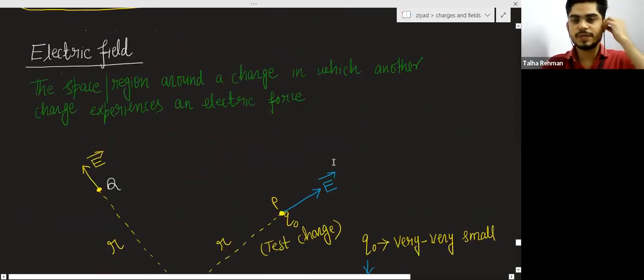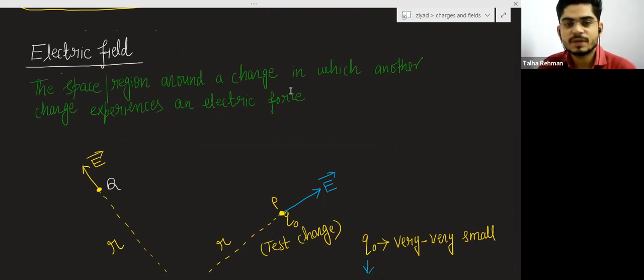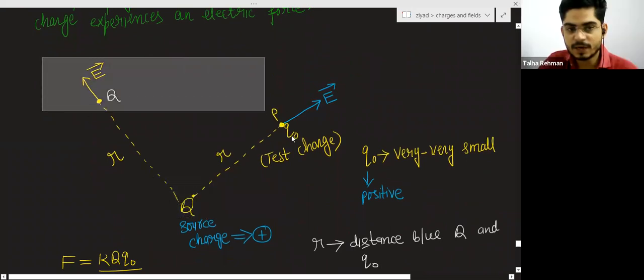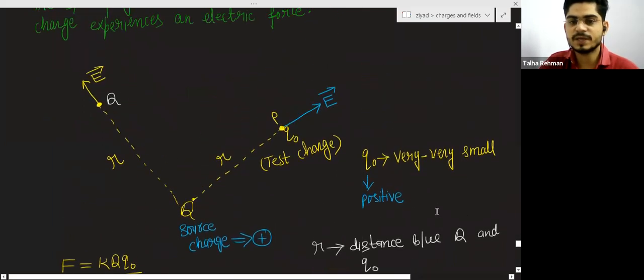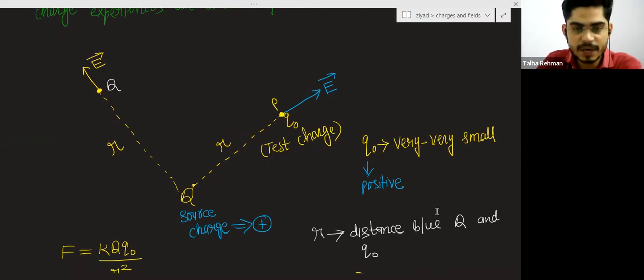So I have told you the electric field is a space or a region around a charge in which another charge experiences an electric force. If you put a charge here, around this charge it creates the electric field. And if you place another charge in the region or space around it, then that charge will experience a force.